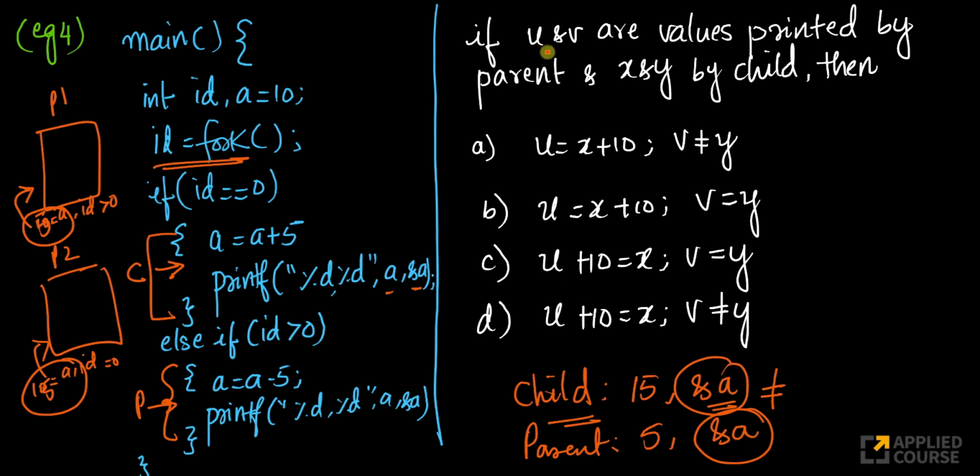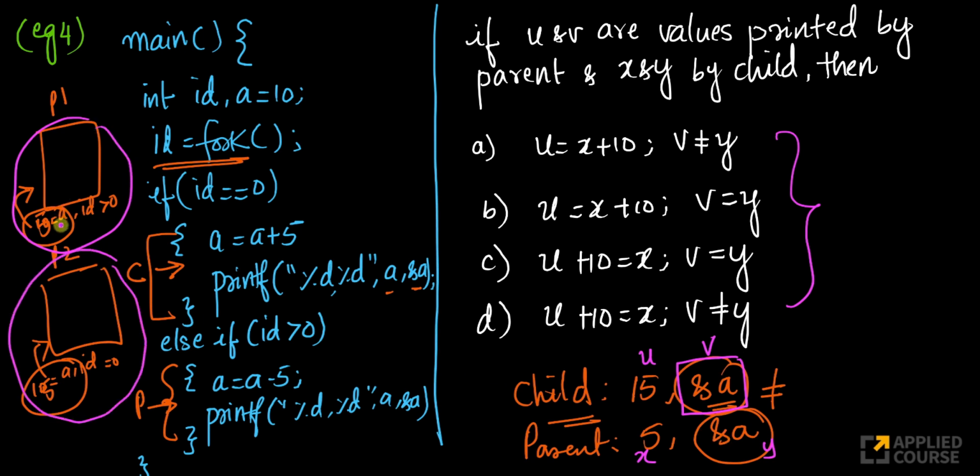Now the question here is, if U and V are the values printed by the parent, so this is U, this is V, and if X and Y are values printed by the child, then which of these four conditions is true? Look at this. V and Y cannot be the same because this is the address of A in the parent process. This is the address of A in the child process. Remember that the parent process has a variable A that it operates on. The child process has a variable A that it operates on. When the child process was created, the value was copied, but then they both become independent of each other. So V is not equal to Y, which means this cannot be the answer. Either A or D can be answers.